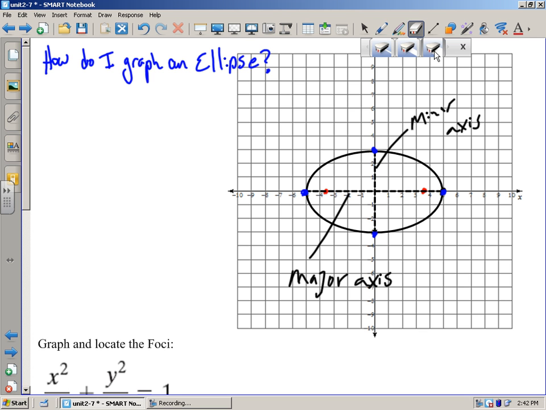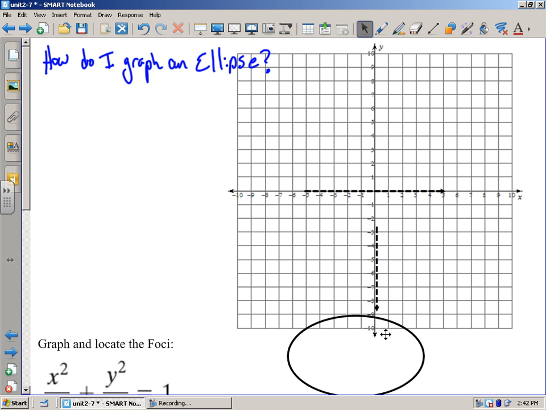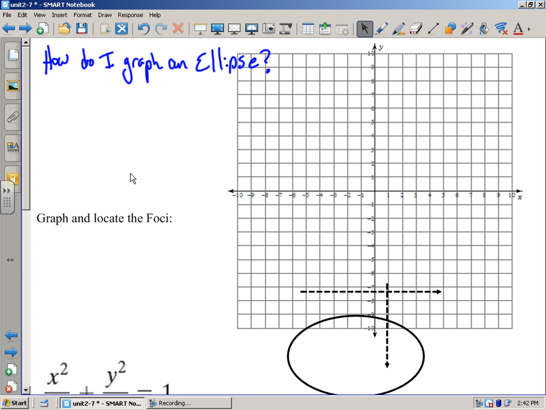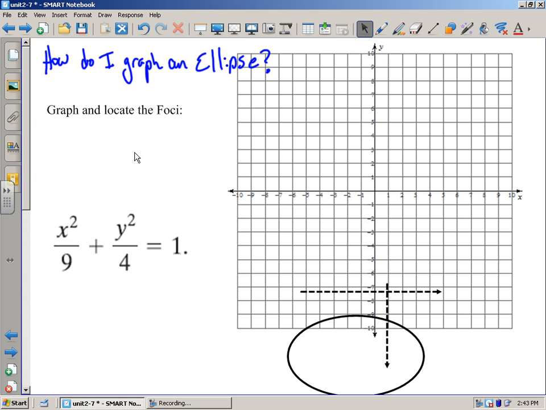So I'm going to erase all this and move it out of the way. There we go. Okay, so we've got this equation we're going to graph, and we're going to locate the foci. So here's what's going on.